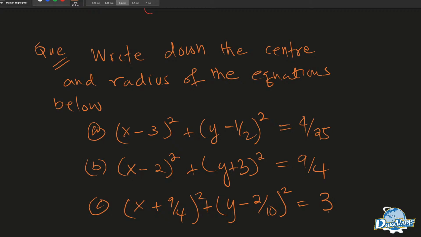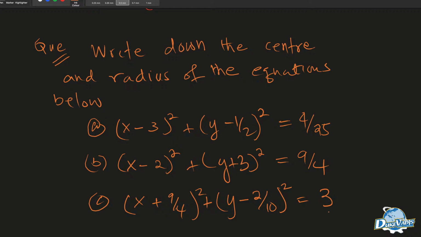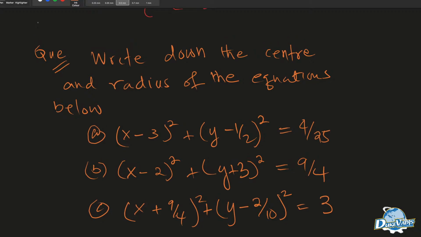So friends, these are the questions that we say we should write down. They say we should write down the radius and the center of the equation. Such a question, when they give you, I don't think you're supposed to fumble at all. They are asking us to write them down. So let's see the best way we can write them down.